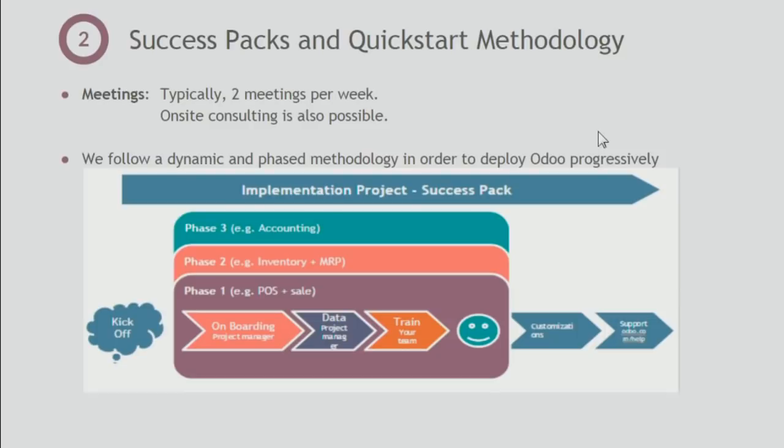And so the Quickstart methodology, we follow a dynamic and phase methodology in order to deploy Odoo progressively. And what that means is we work in phases. And by dynamic, we mean it's not a fixed process. So at your company, if you feel accounting is the most important thing that needs to be set up first, we're not going to implement it in phase 3 like you see in the slide. We'll implement it in phase 1. So it really depends. It's subjective. It's business to business.